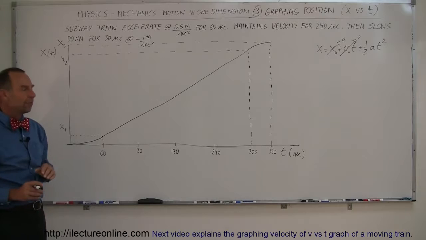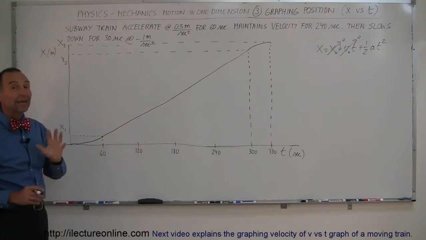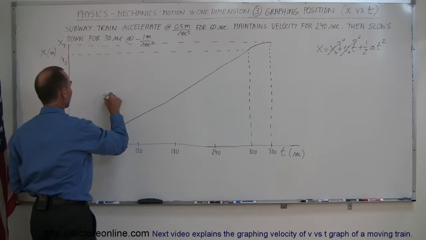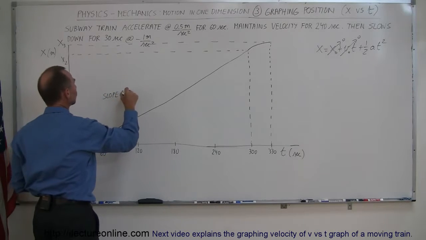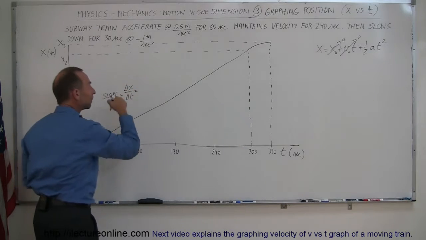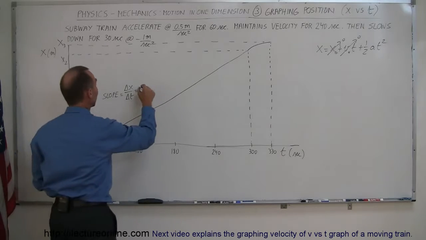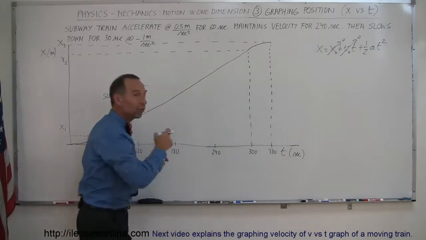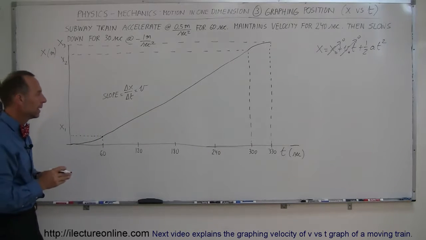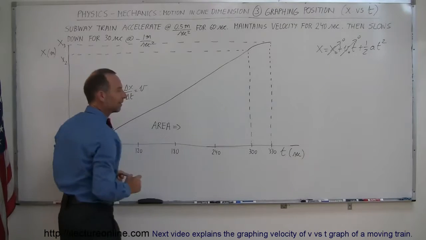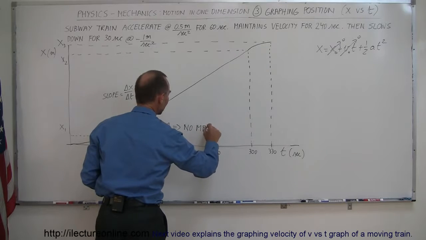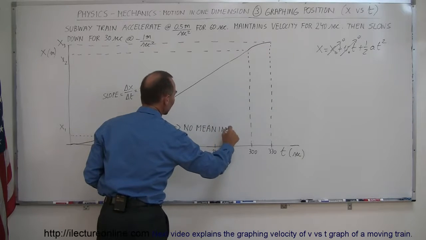In an x versus t graph, we have the slope of the graph and we have the area underneath the curve. Now the slope of that graph is equal to the change of position versus time, and of course that by definition is velocity. So that means in an x versus t graph, in a position versus time graph, the slope is equivalent to the velocity of the object. The area underneath the curve, that has no meaning at all. No meaning. So there's no physical meaning to the area underneath the curve. So we can just ignore that.